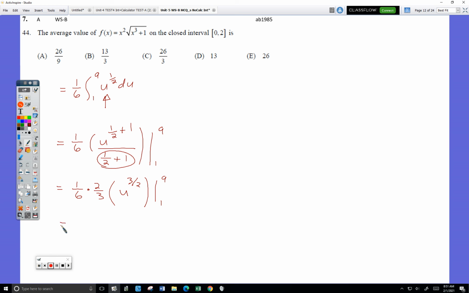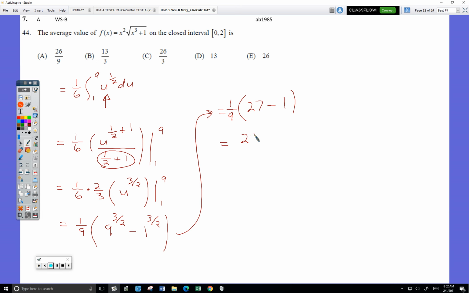So as you're packing up, just keep listening. So this becomes 2 over 18 or 1/9. That can factor out. I'm going to have 9 to the 3/2 power, subtract 1 to the 3/2. Again, the 3/2 indicates a cube and a root. So I'd rather do the root first. So the square root of 9 is 3. 3 cubed is 27. So this becomes 1/9, 27 subtract 1. So that becomes 26 over 9.